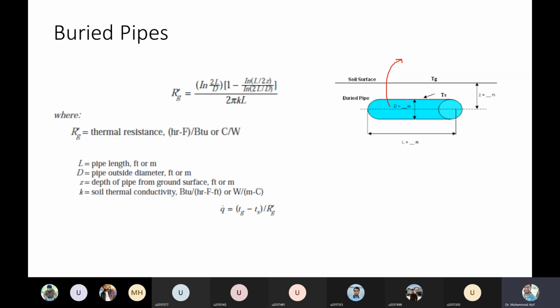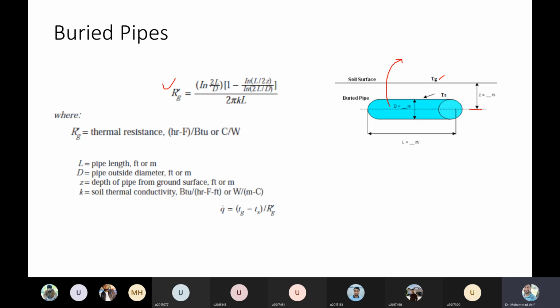So first of all, you need to calculate the resistance because of this one. So let's say Tg is the surface temperature of the soil, I mean ground, this is the temperature of the ground, and this is the temperature of the surface of the pipe. Let's say D is the diameter of the pipe, and this is the height from the center of the pipe to the surface. Let's say that's value Z, and L is the length of the pipe. Then the resistance because of this can be calculated with the help of this one. So this is the resistance between the ground and the pipe.